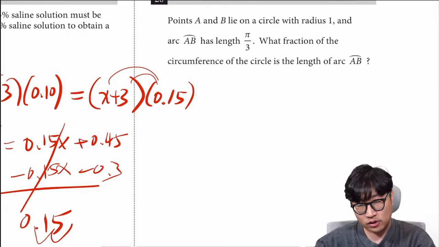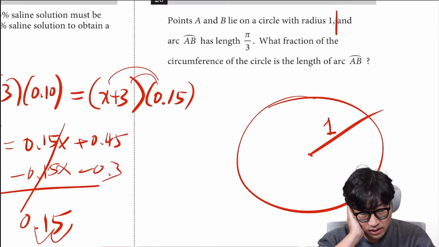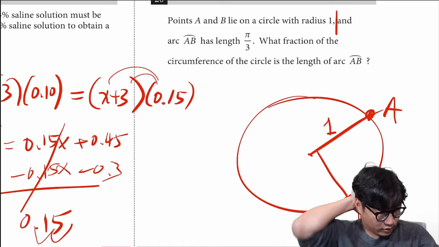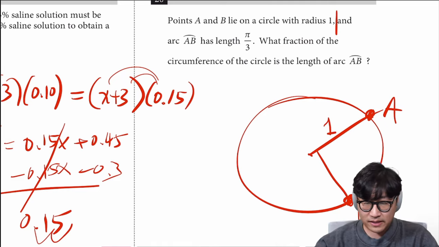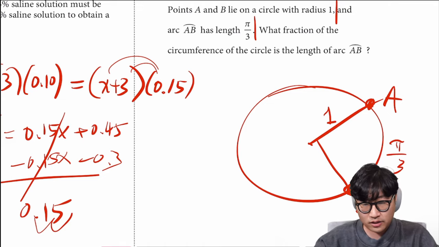Points A and B lie on a circle, radius 1. Cool, so circle, radius 1. Point A, B, I don't know. I'm going to call that A right there and call that B right there. Is it accurate? Probably not. Who is? Arc AB has length pi over 3. Okay, so this is pi over 3. What fraction of the circumference of the circle is the length of arc AB?